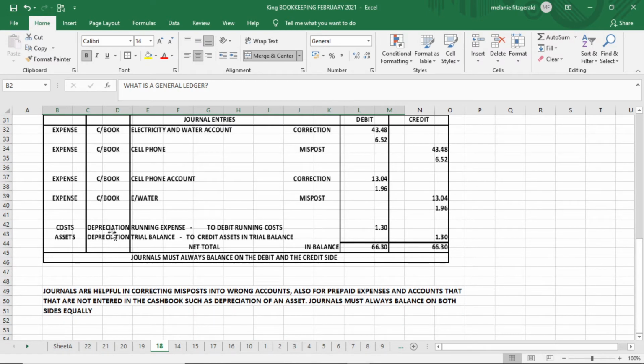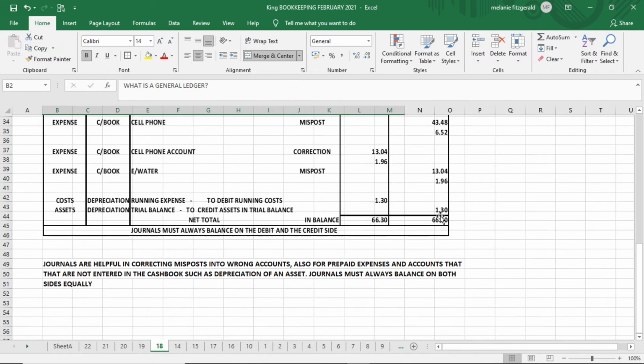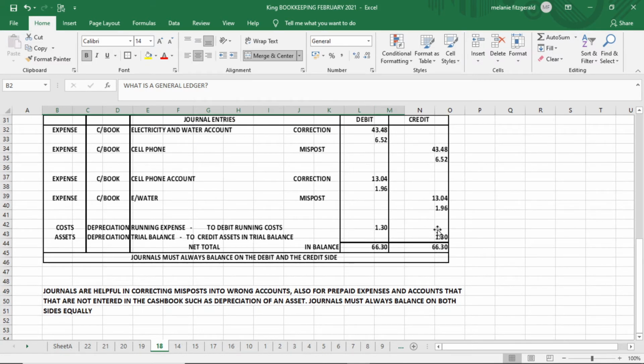Depreciation running expense to debit running costs, $1.30 depreciation on the debit side, and depreciation trial balance to credit the assets in the trial balance of $1.30 on the credit side. As I mentioned earlier, these sides must balance. If you add up all those totals on the credit side and you add up all the totals on the debit side, they must equal the same amount.